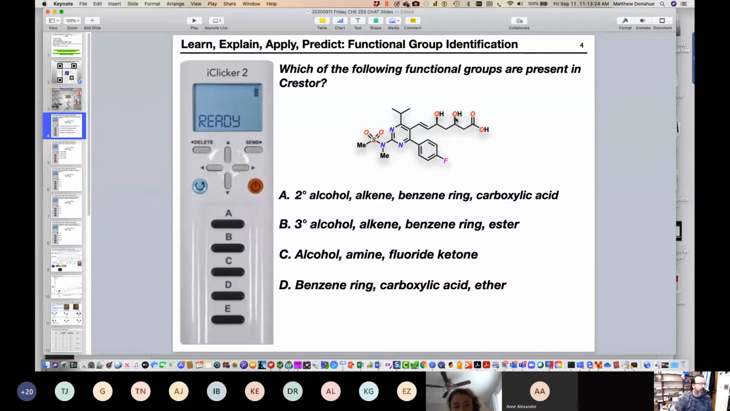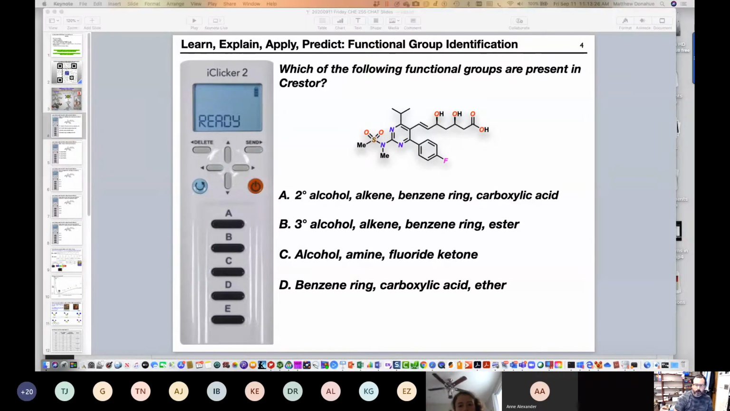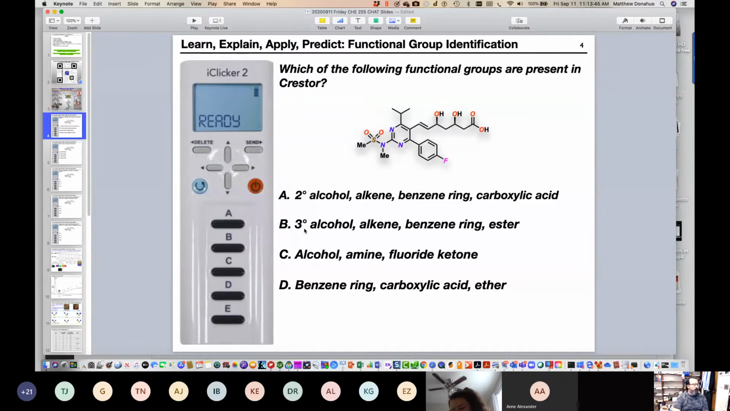So here's the carbon bearing the OH group. It's bonded to 2 carbons. So yeah, that's a secondary alcohol. Here's an alkene, carbon-carbon pi bond, and then here's a benzene ring right there. So the other choices basically have a functional group that's not present. So there's no tertiary alcohol, there's no amine, and there's no ether in this molecule.